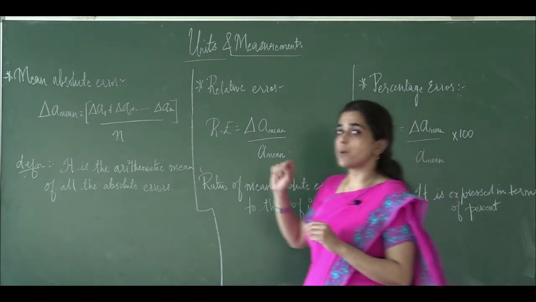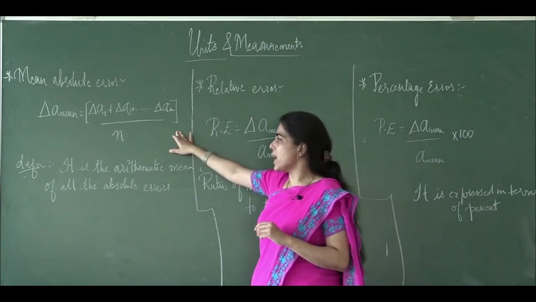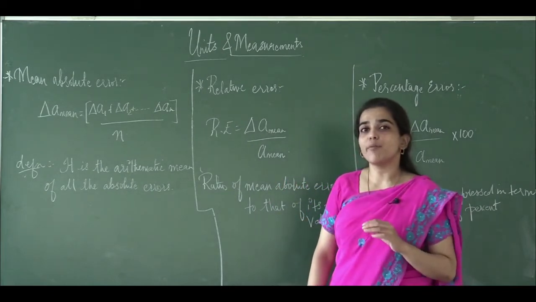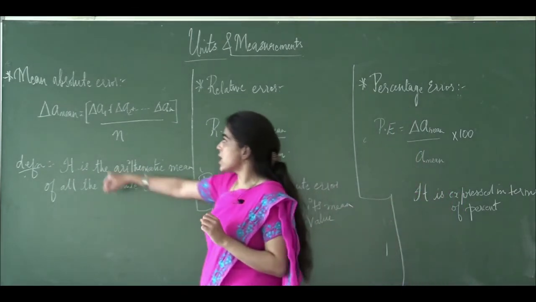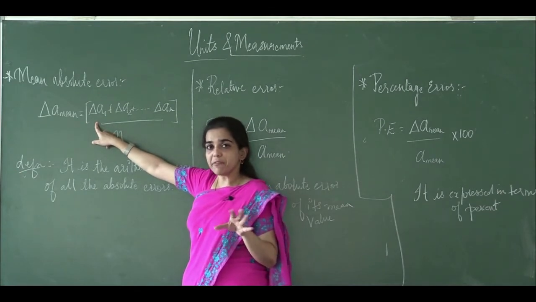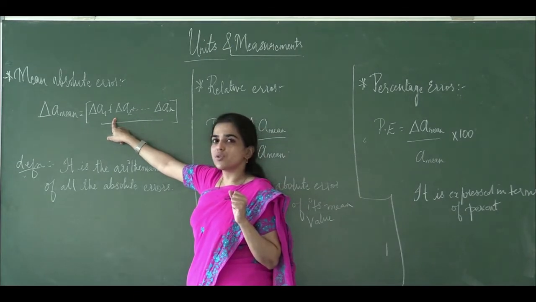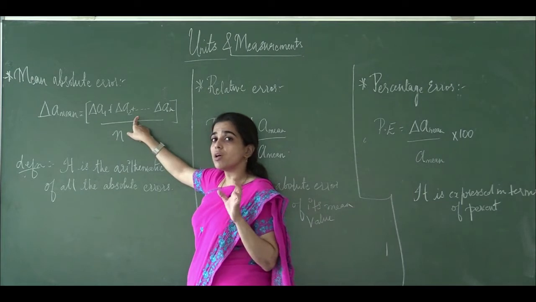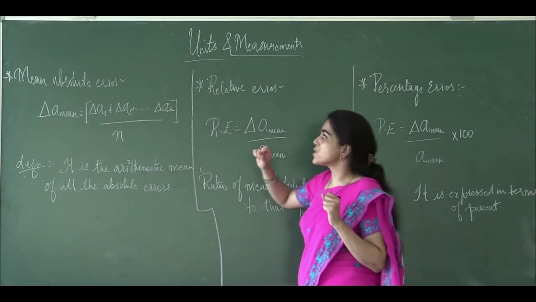So the formula is represented in this form. We define it to be the arithmetic mean, or the arithmetic sum, of all the absolute errors. Here, delta A1 represents the absolute error of A1, delta A2 represents the absolute error of A2, and delta AN represents the absolute error of AN. Okay, so this is about the mean absolute error.